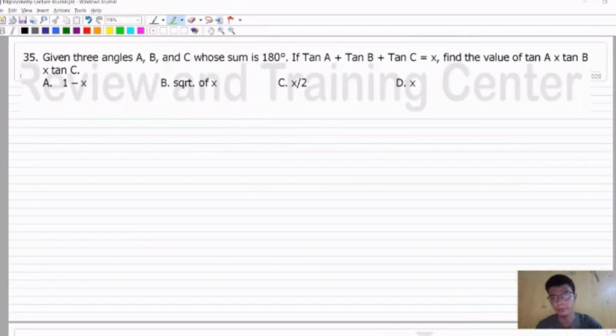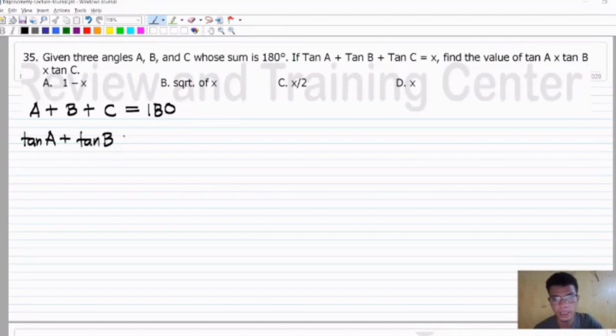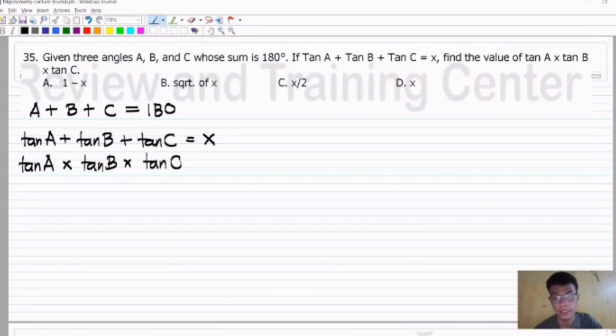Number 35. Given three angles A, B, and C, sum is 180. Sinabi sa problem that the angles A, B, and C, kapag inadd natin ay mayroong sum na 180. Sabi ulit, the tangent of A plus the tangent of B plus the tangent of C is equal to x. Pinapahanap sa atin ano ang magiging value ng tangent A times tangent B times tangent C.